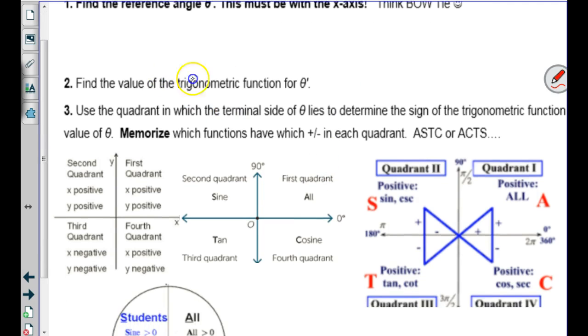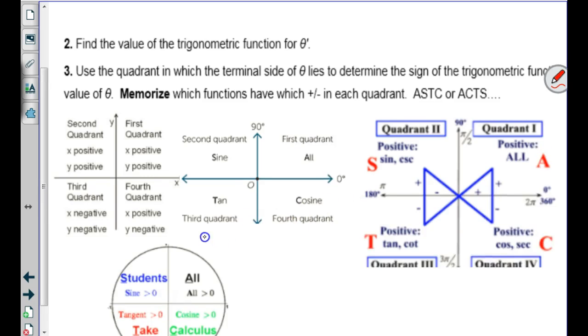The second thing we're going to talk about is finding the trig function and then using the quadrants. We talked about this yesterday, but because x and y are both positive in the first quadrant, all the functions are positive. Because, what? X is negative in the second quadrant here. Okay. So the cosine is negative, the sine is positive, and the tangent is also going to be negative. The tangent is y over x.